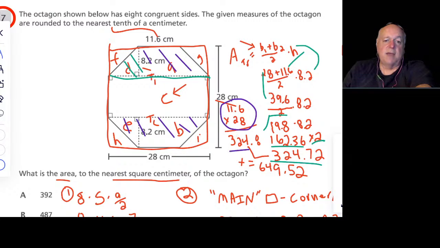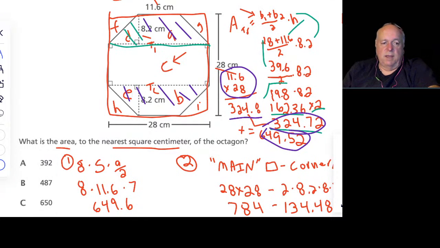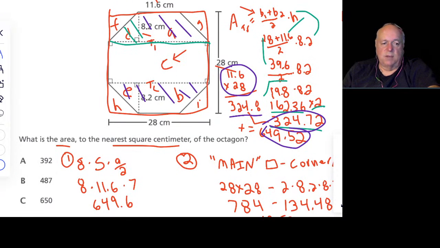And then all we have to do is add the double ones that we did here, the two trapezoids, plus the rectangle, and we get 649.52, right? And that brings us to 650, which turns out to be, I think, the answer. Right, the answer was C. So if we look at the choices now, we can do that.